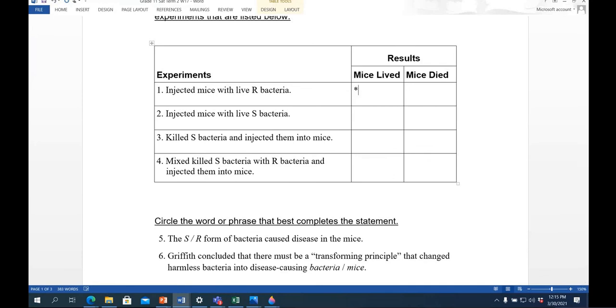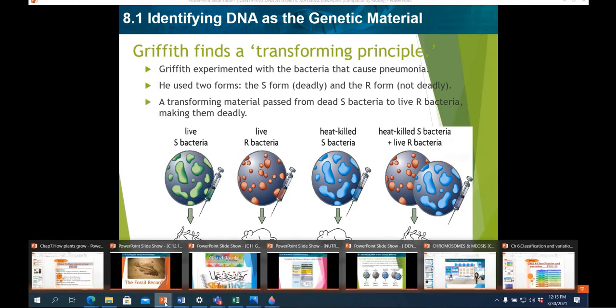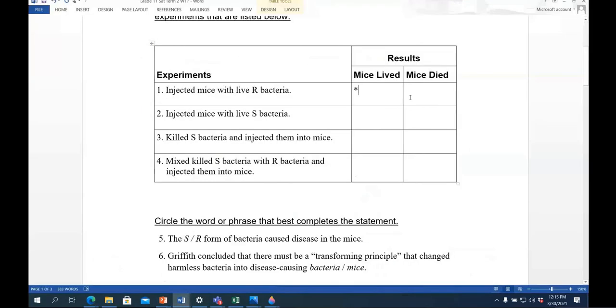I don't have a tick here, I will put an asterisk. Number 2, injected with live S bacteria. Did they die or did they live when they were injected with live S bacteria? They died. Very good. We will tick that the mice died when they were injected with live S bacteria.